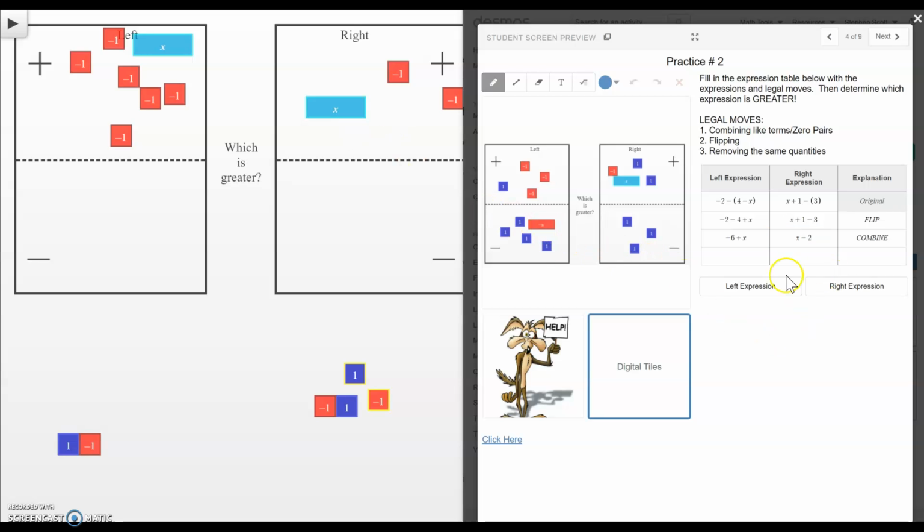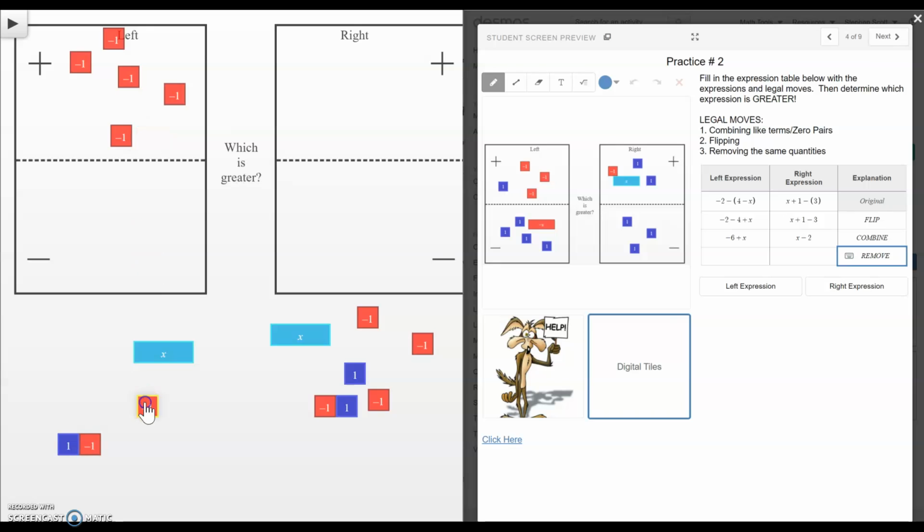It doesn't matter. And now we were comparing and asking, okay, what do they have in common? Well, we took out an x, right? Took an x out, so we need to write down remove. We removed the same quantities. And we also removed 2 negatives. So let me take those out. So now we're left over with 0 on the right and 4 negatives on the left. So now which expression is larger? It's got to be the right one. And that's what we're doing with these algebra tiles. And there you go.